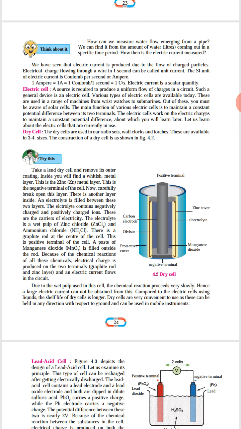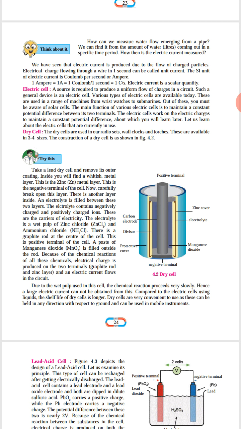Because of the chemical reaction of all these chemicals, electrical charge is produced on the two terminals and an electric current flows in the circuit. Due to the wet pulp used in this cell, the chemical reactions proceed very slowly. Hence, a large electric current cannot be obtained from this. Compared to electric cells using liquids, the shelf life of dry cells is longer. Dry cells are very convenient to use as they can be held in any direction with respect to the ground and can be used in mobile instruments such as radio sets, wall clocks and torches.